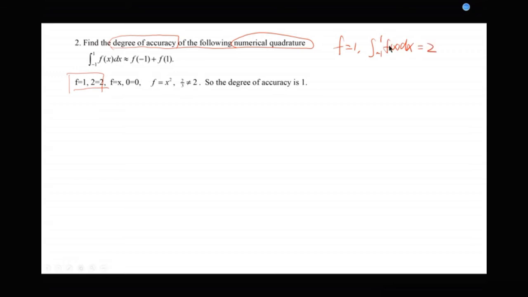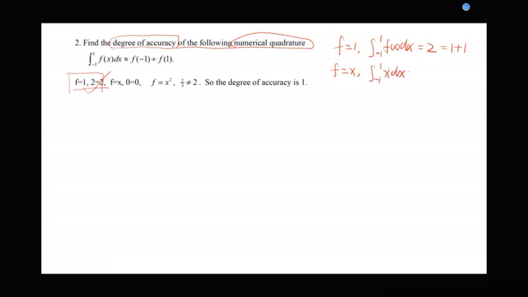Of course, very clear, right? Because f is 1. And now you see the numerical quadrature f(-1) plus f(1). That means 1 plus 1, of course, it is 2. Now we check for f equal to 1. It is correct, right? And now let's check for f equal to x.